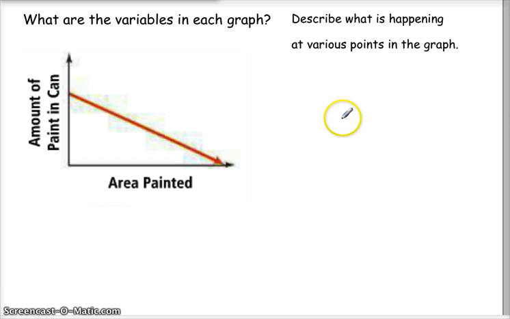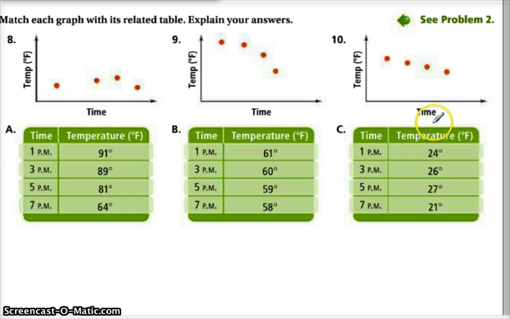Also, what are the variables in this graph? Describe what's happening at various points. What's happening here? What's happening all along here? And what does this mean? We'll talk about this in Teacher.